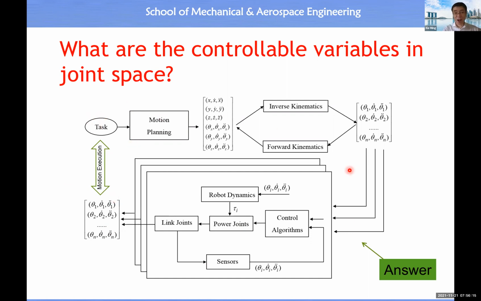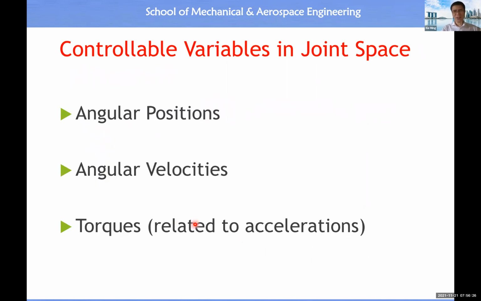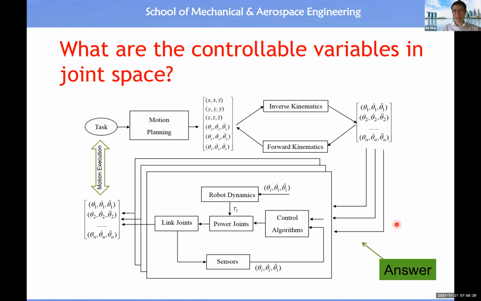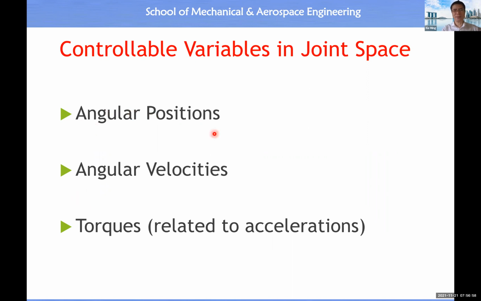Okay, so let you see this outer loop, you see. Okay, so here you have an inner loop. Then you just imagine that we have this outer loop. Then, okay, in general, the motion coordinate in joint space will involve angular position, angular velocity, angular acceleration. Then you understand acceleration is related to mechanical energy. For angular motion, angular acceleration is related to torque. For linear motion, linear acceleration is related to force. All right, so these are three types of controllable variable in joint space: angular position, angular velocity, torque. Okay, torque is basically related to acceleration.